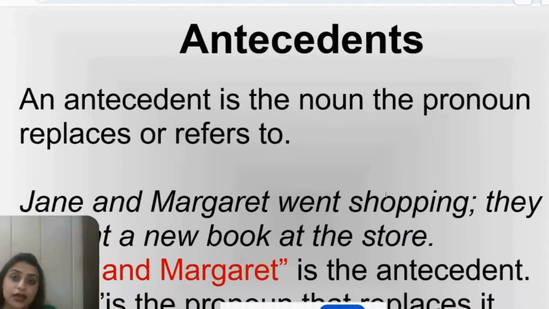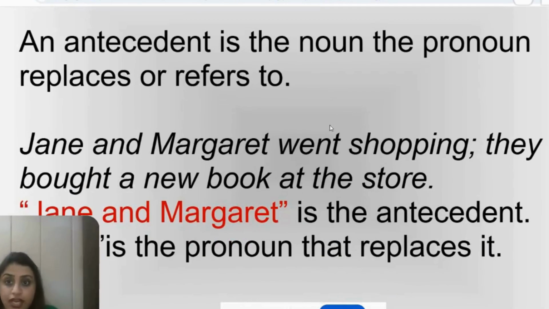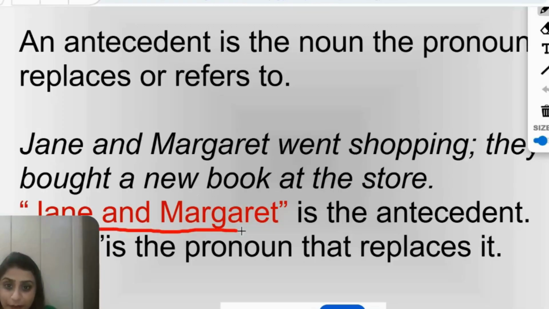Let's understand about antecedents. An antecedent is the noun the pronoun replaces or refers to. Jane and Margaret went shopping. They bought a new book at the store. Jane and Margaret is the antecedent. They is the pronoun that is replacing them. So they is a pronoun.